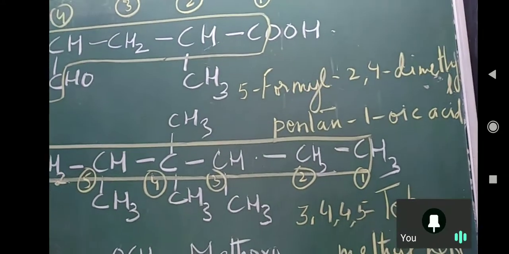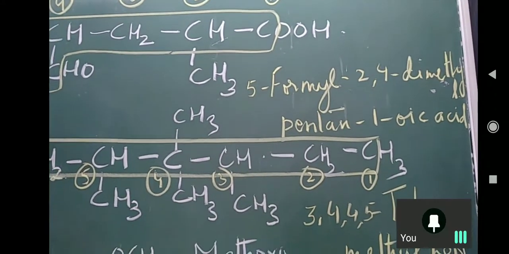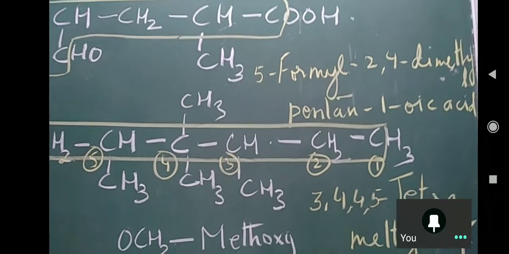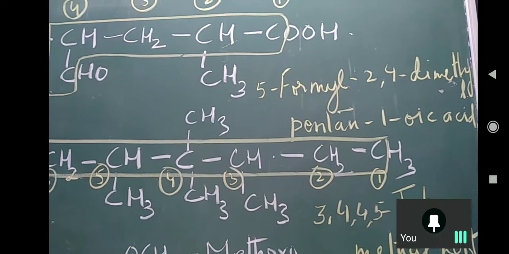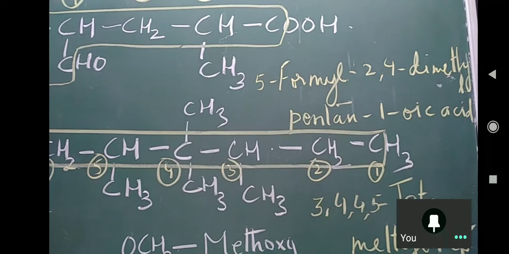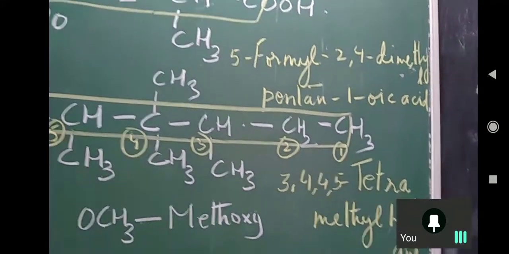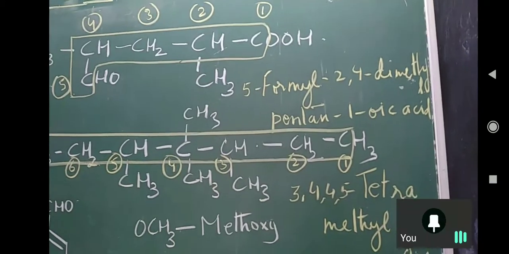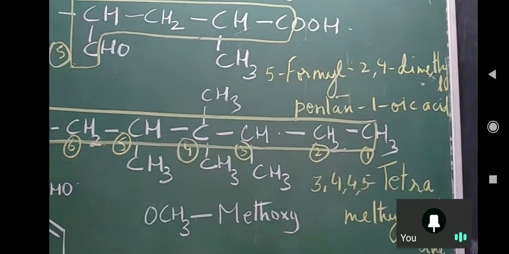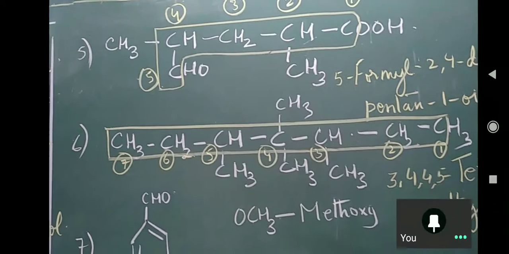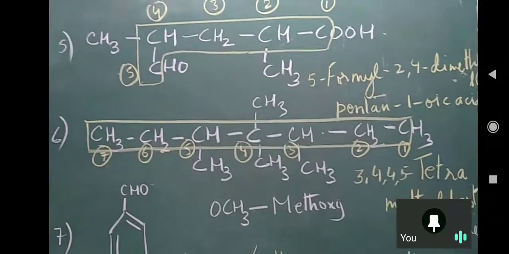Now listen to me. Di and tri are not names of the alkyl groups. They are telling you the number of alkyl groups. The name has to be alphabetical, so you consider M. Di is telling you two. Okay, all right. Now let us go on to the sixth one.